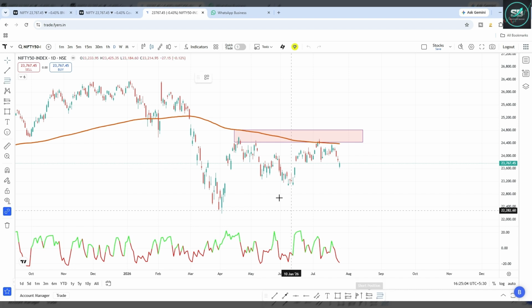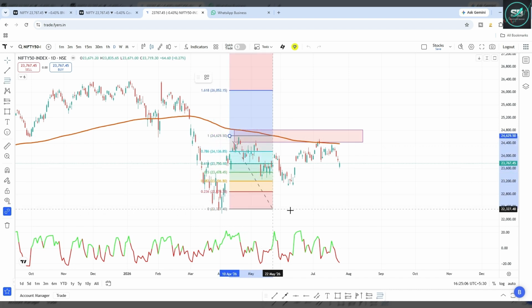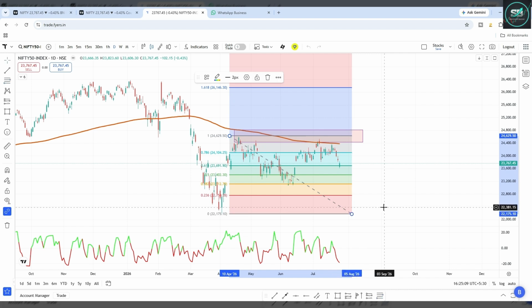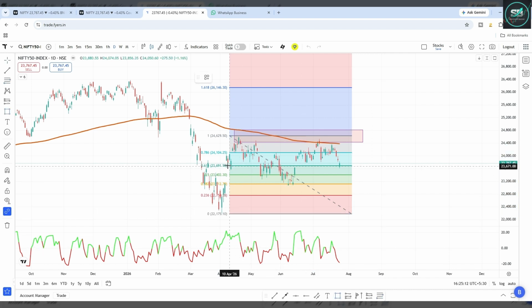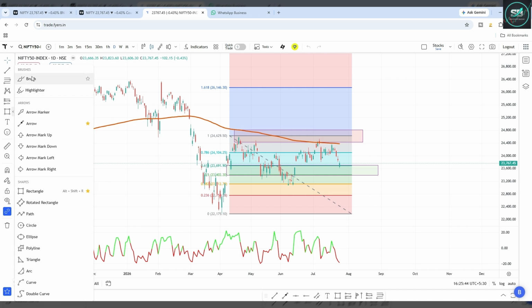Now if I draw a fib from this high to this low, where is our 0.5 0.618 zone coming? This is that zone. Price finally came back and tested this zone again. One time it tested and went up, again broke, and again it took support at the 0.382 level, which is very good on the pullback. If the market is not coming below this 0.382 zone, then that is a good sign of buyers.